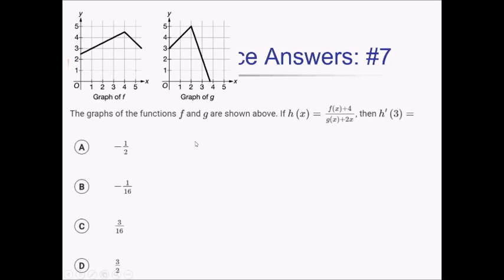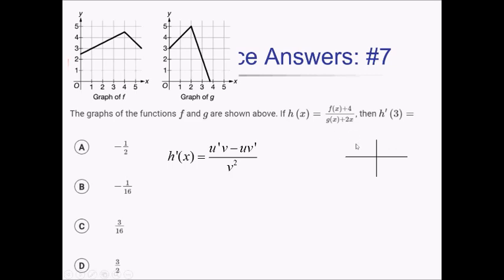On this problem, I'm given the functions f and g in graph form, and I'm told that another function, h of x, is really f of x plus 4 over g of x plus 2x. Based off of this, I want to know h prime of 3. So because h is a quotient and I can't really simplify it, for h prime I'm going to need to use the quotient rule, u prime v minus uv prime over v squared. And let me set up my box and ribbon to help me with this.